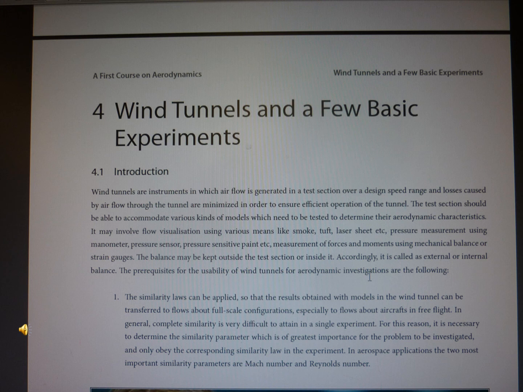The prerequisites of the usability of wind tunnel for aerodynamics: a similarity law can be applied so that the results of the models in the wind tunnel can be transferred to the flow above the full scale configuration, especially to the flow above the aircraft in free flight. In general, complete similarity is very difficult to attain in a single experiment. For this reason, it is necessary to determine the similarity parameter which is of the greatest importance for the problem to be investigated, and only obey the corresponding similarity rule in the experiment. In aerospace applications, the two most important similarity parameters are Mach number and the Reynolds number.